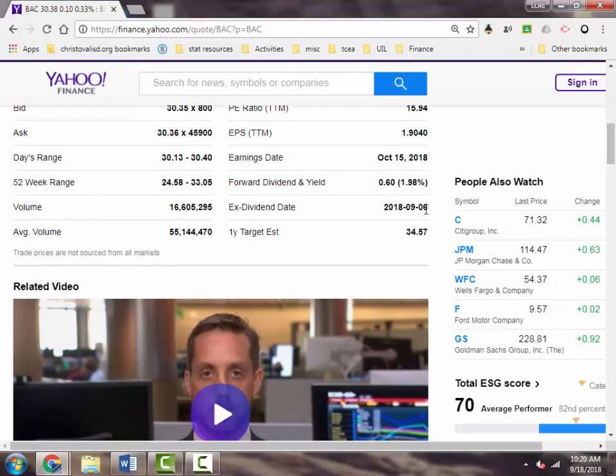to where it will say ex-dividend date, that's the date you need to own the stock in order to receive the dividend off that stock. I'm not going to make y'all do anything with that information. I just wanted you to know what it was.